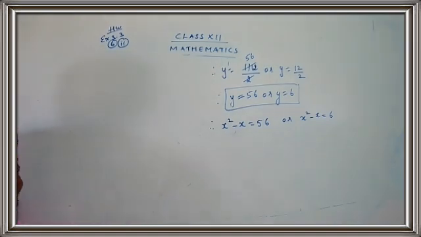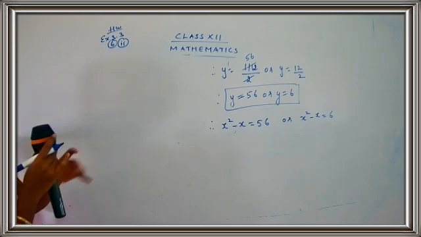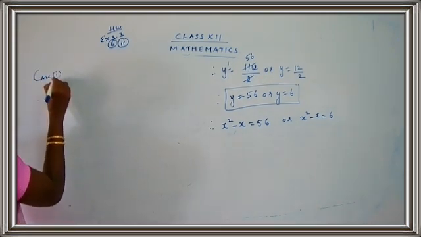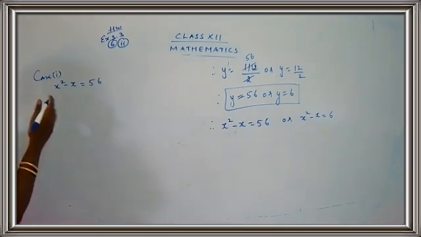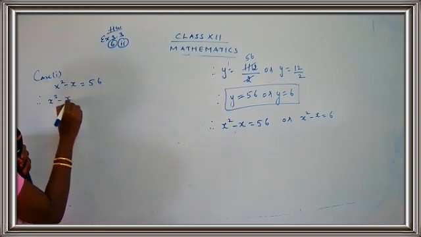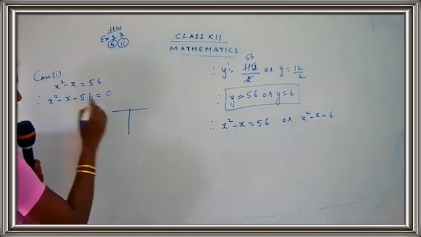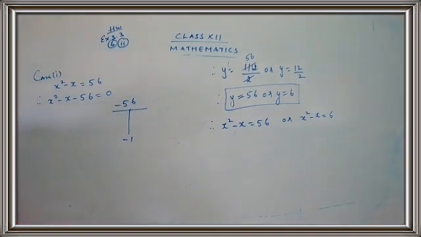I'm going to consider the first case and the second case separately. If I just do on the same line, it will be congested. So I'll take separately. So I'll take case 1. x square minus x is equal to 56. Try to put everything on one side. Therefore, x square minus x minus 56 is equal to 0. Let's use the t method. This is minus 56. This is minus 1. Minus 56, minus 1. So what do you get here?